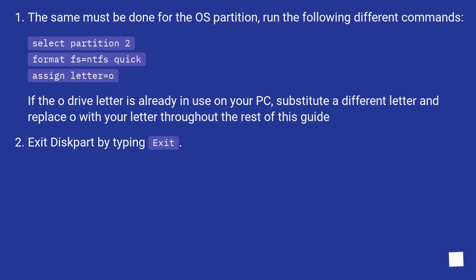The same must be done for the OS partition. Run the following commands. select partition 2, format fs=ntfs quick, assign letter=O. If the O drive letter is already in use on your PC, substitute a different letter and replace O with your letter throughout the rest of this guide. Exit diskpart by typing exit.